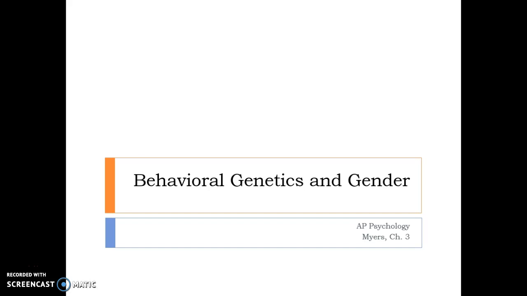Hey guys, so I'm obviously not at school today, but that doesn't mean that we can't get a head start on Unit 2. So that's what we're going to be doing today. Unit 2 is chapters 3 and 4 in your textbook. So chapter 3 is about behavioral genetics and gender, which is what we'll cover today. And chapter 4 is development. We'll do development later on this week.